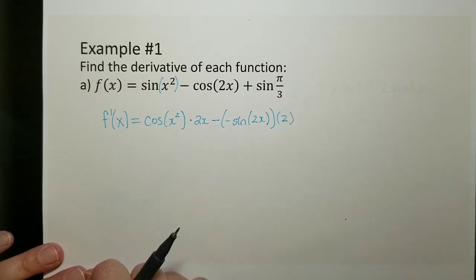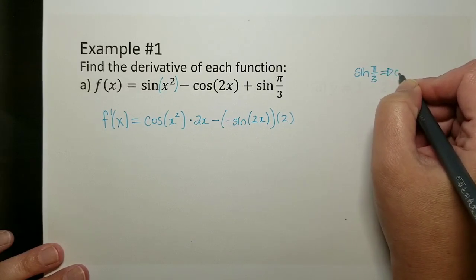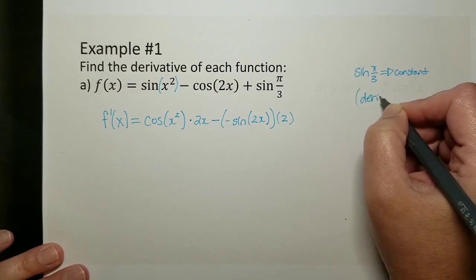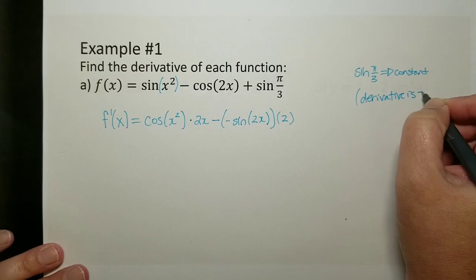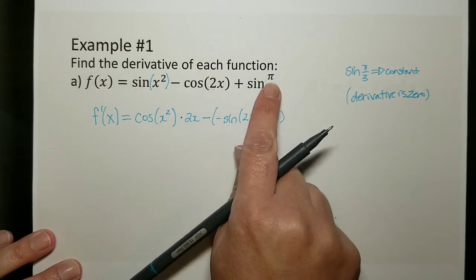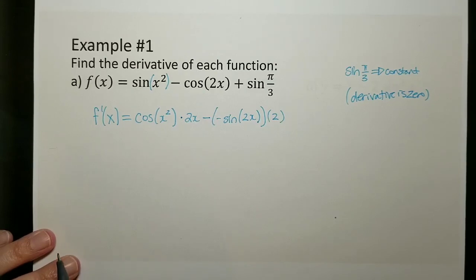This one's a little bit tricky: sine of pi over 3. Is sine of pi over 3 a function in terms of x? Does it have a variable in it? Does it have a rate of change at all? No, because sine of pi over 3 is just an actual value. So sine of pi over 3 is constant. And if it's a constant, the derivative is 0. So be careful not to get tricked. Sometimes people feel like the pi is like a variable because it's not just a number. But sine pi over 3 is just a constant value.